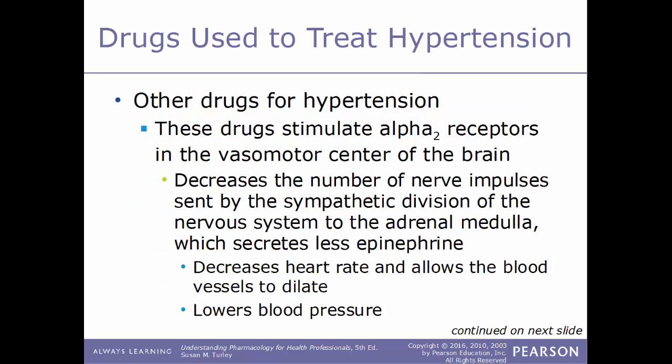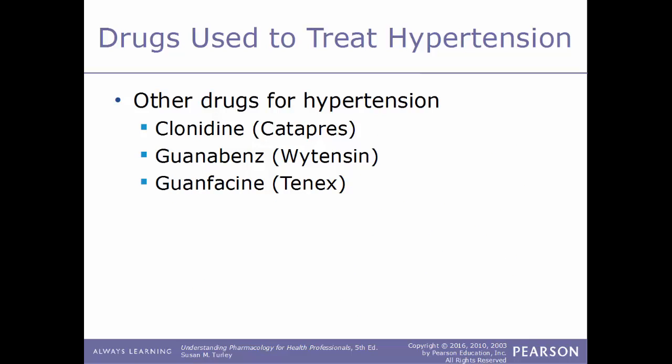See other drugs for hypertension. These drugs will help stimulate the alpha-2 receptors in the vasomotor center of the brain, and these act by decreasing the number of nerve impulses sent by the sympathetic nervous system to the adrenal medulla, which will therefore secrete less epinephrine. This will cause the heart rate to go down and allow the blood vessels to dilate, all of which will end up lowering blood pressure. Some examples of this kind of drug: clonidine, known as Catapres; guanabenz, known as Wytensin; and guanfacine, which is sold under the trade name Tenex.